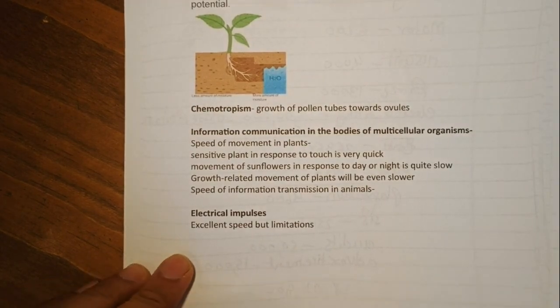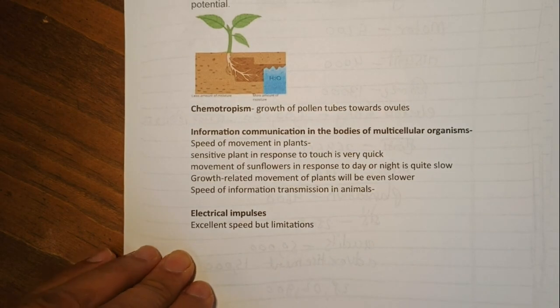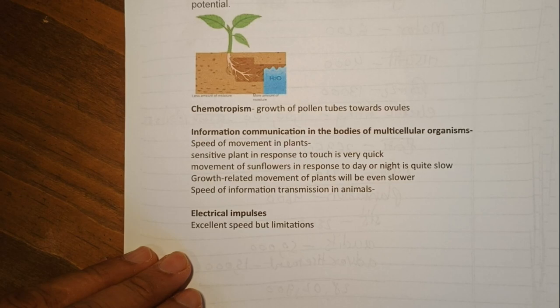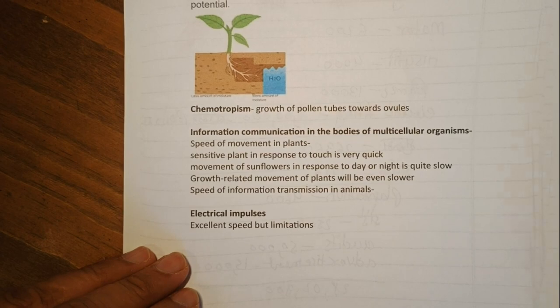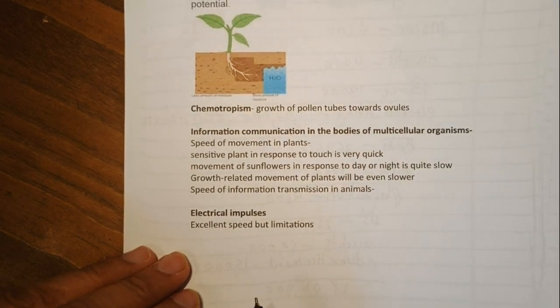The limitations of this electrical stimulation are such that they have to have the nerve supply. The nerve fibers have to reach each and every tissue, each and every cell to be able to conduct the electrical stimulus. But the problem is not every tissue or cell in the body is supplied with nervous stimulus. So there is a limitation.